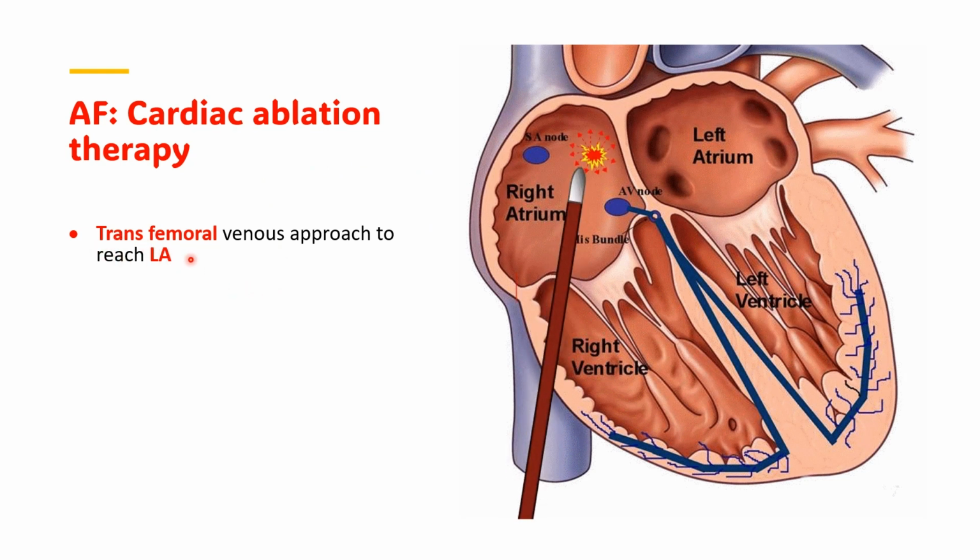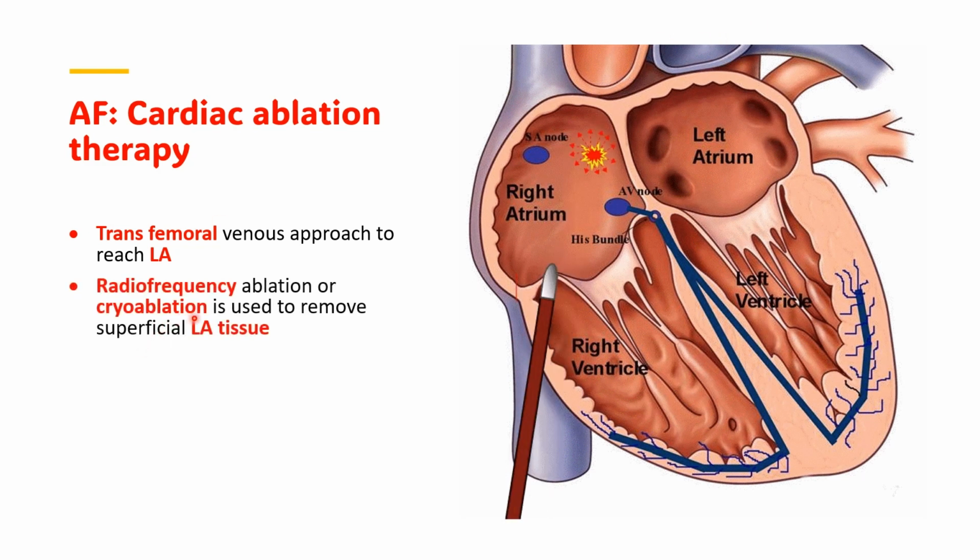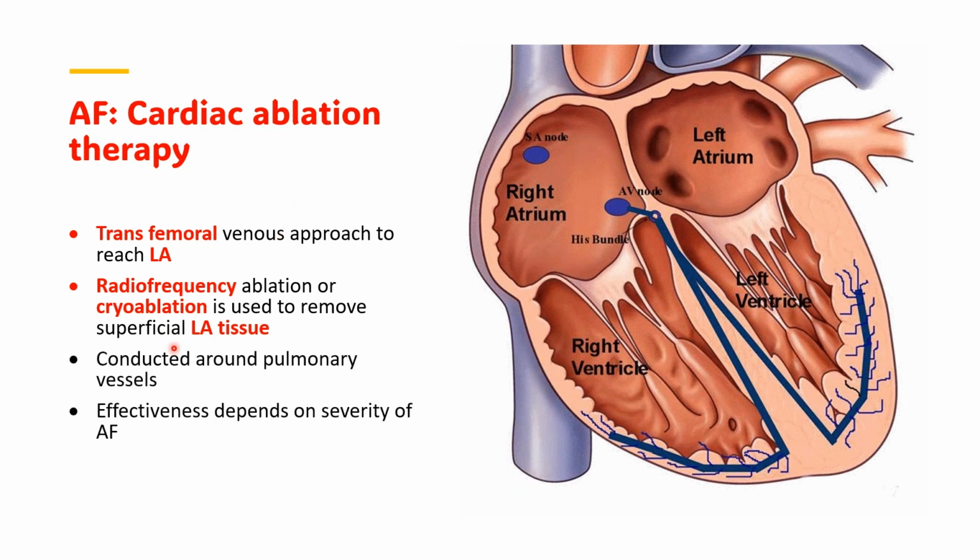So typically there's a transfemoral venous approach to reach the left atrium. I know from this GIF here it's looking at the right atrium, but it's typically the left atrium. What is the focus? It can use radio frequency waves or cryoablation to remove superficial left atrial tissue, because ablation kind of means removal of a superficial structure or a superficial layer, and that's conducted around these pulmonary veins in particular. You can see that there's 4 pulmonary veins, 2 from each side of the lungs, and the effectiveness depends on the severity of AF.